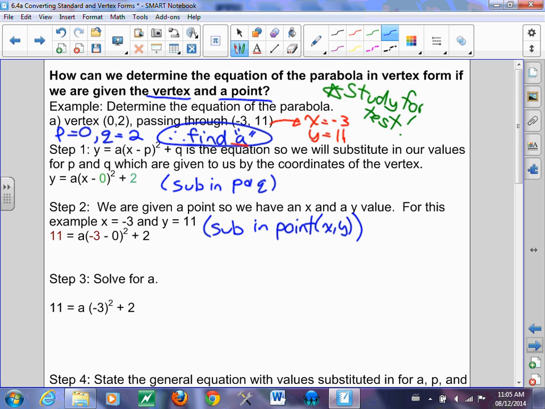Okay, and after we do that, folks, look at this equation. The only thing left here is to find A. This is where we've got to step in and do some work because we have to solve this. So leave 11 on the left side. We're going to simplify this out.